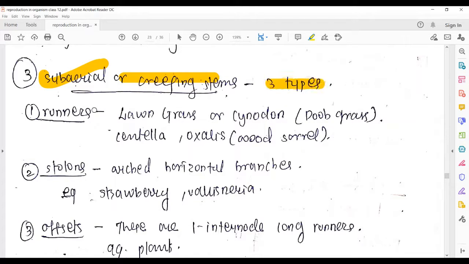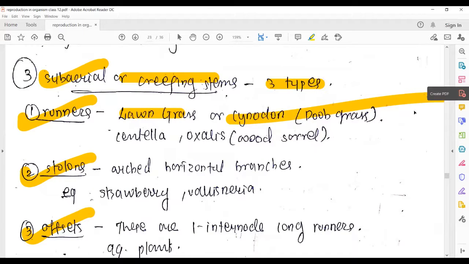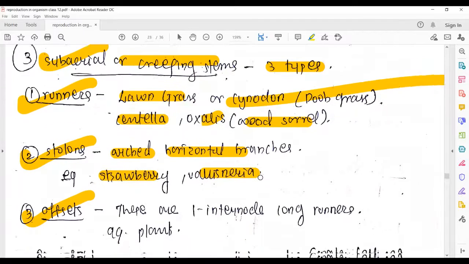There are a total of three types. One is very commonly known as runners, then stolons, and then offsets. In runners, there are lawn grasses, or Cynodon, commonly called doob grass, Centella, and Oxalis. Oxalis is also commonly called wood sorrel. Now stolons are arched, horizontally branching. They just run horizontally on the ground. Strawberry is an example, Vallisneria is an example given to you.